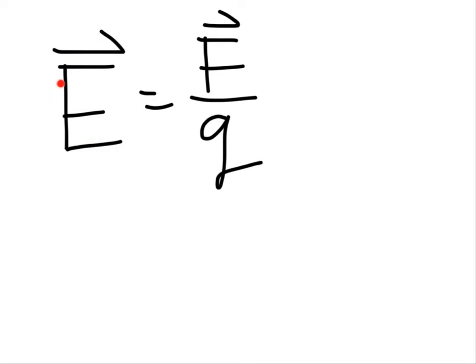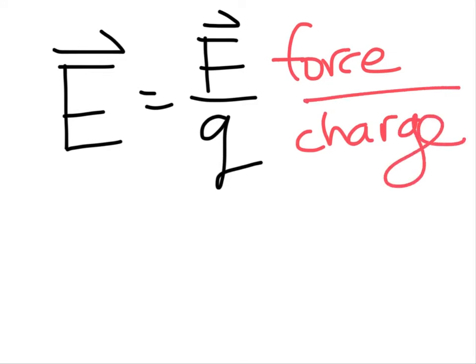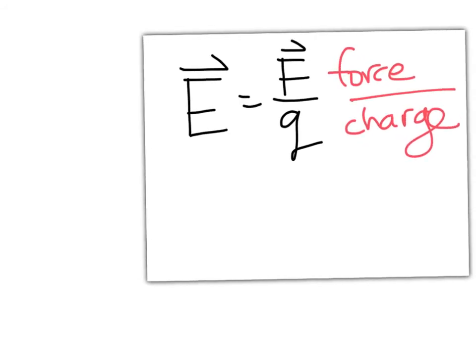The electric field is defined as the force per charge. And we have these little arrows above the electric field and the F for force because these are vector quantities. So you remember a vector quantity is something that has magnitude and direction.